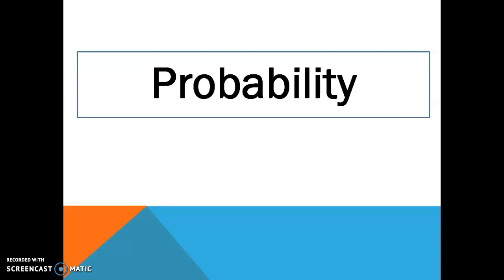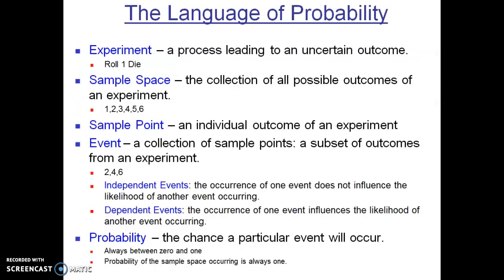All right, in this video, we're going to talk about probability. Let's review some of the language that surrounds the study of probability. First, an experiment. This is a process that leads to an uncertain outcome. Simplest example is if you roll a die, you don't know what's going to happen. You don't know the outcome.